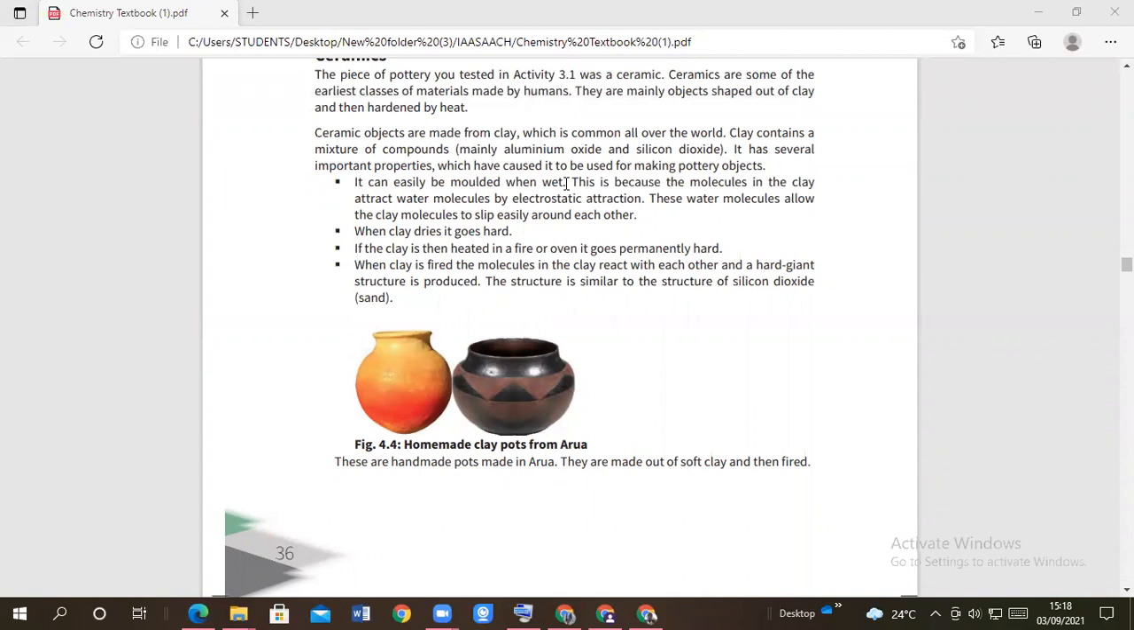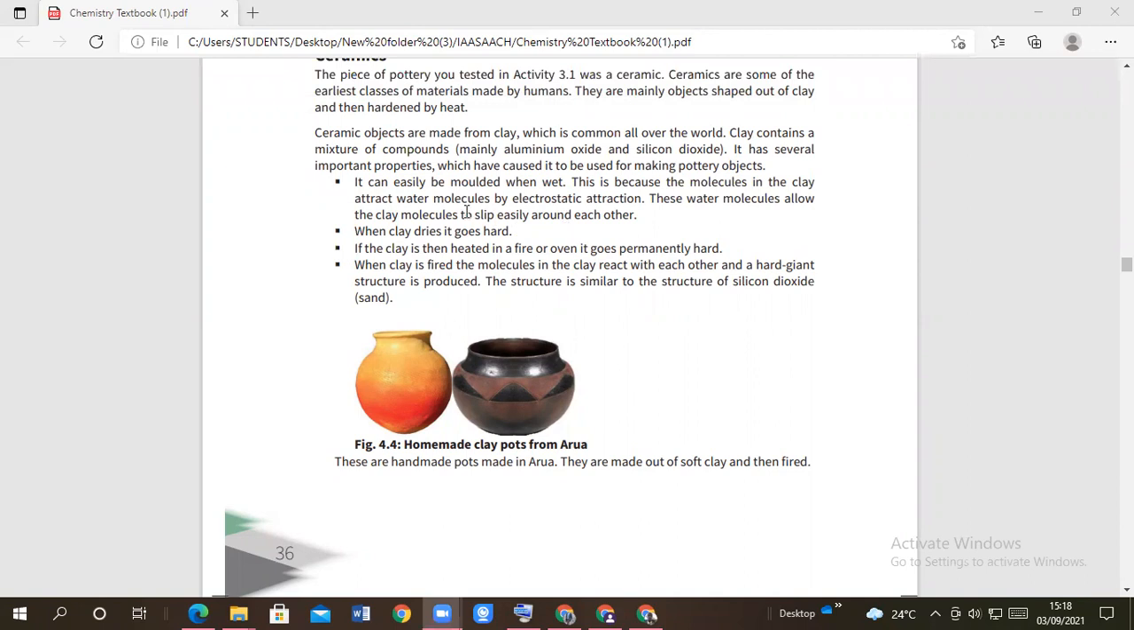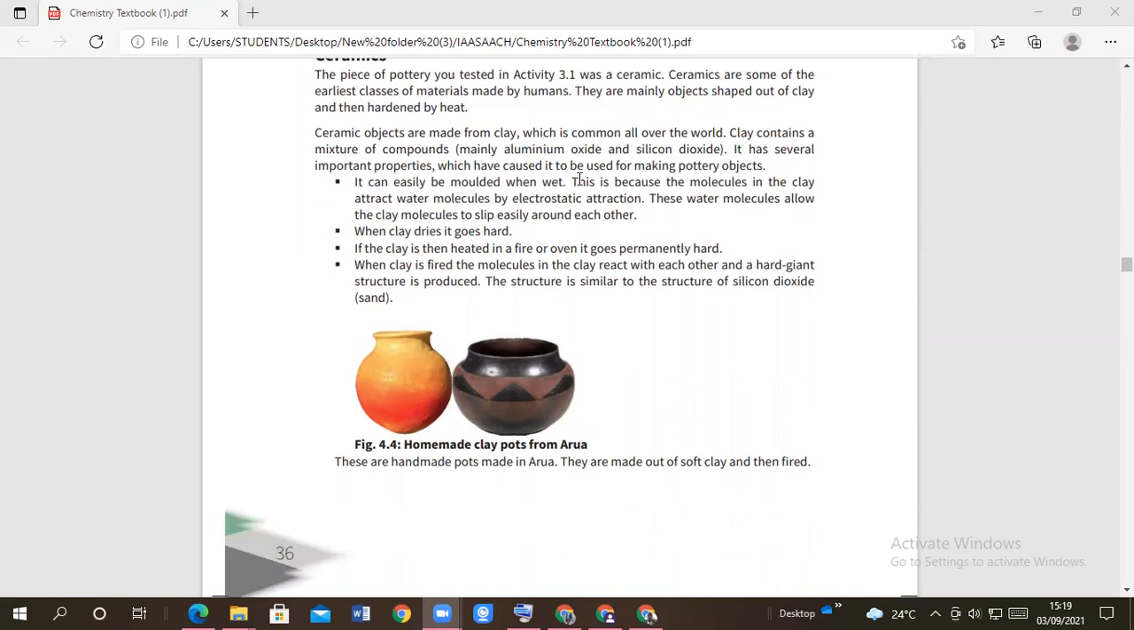Anena, can you mold cement when it is wet? You see, that is the difficulty of molding cement or glass when it's wet. It is not easy to mold. But clay, you have that ability of molding it when it's still wet.